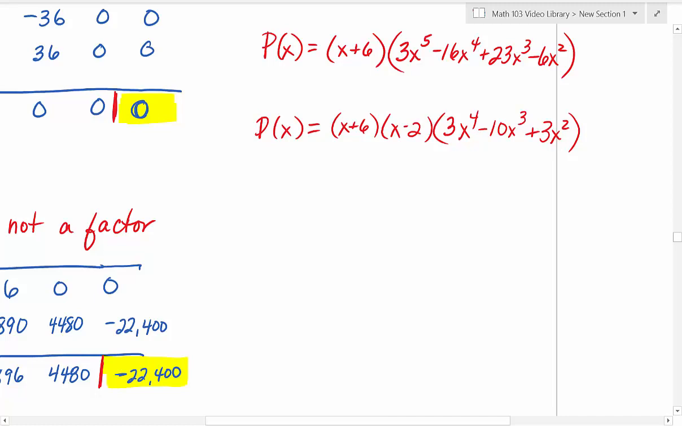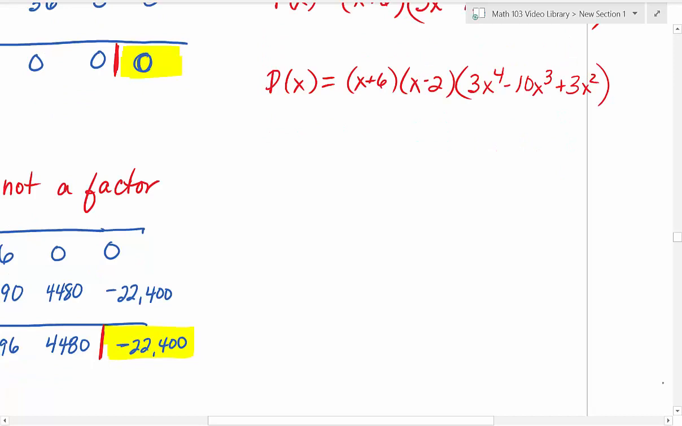We want to factor this completely. We want to get down to prime linear factors. Since we don't have any other given binomials to check, we want to factor this 4th degree factor using other techniques. Notice that that 4th degree factor has a common factor of x squared. We can factor that out. I'm going to put it at the front just because we like monomial factors at the front. That'll leave us with 3x squared minus 10x plus 3.